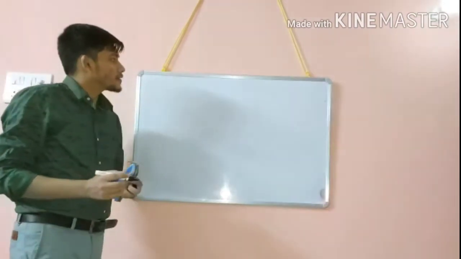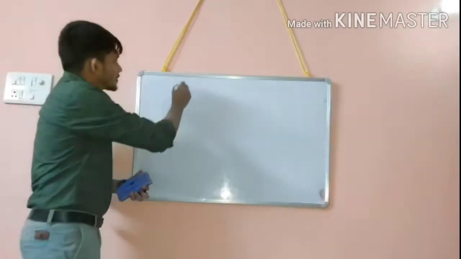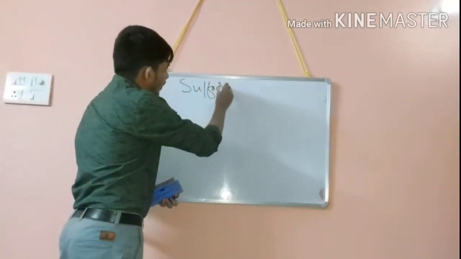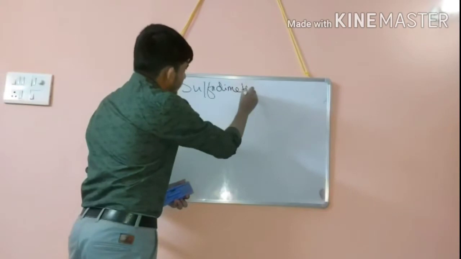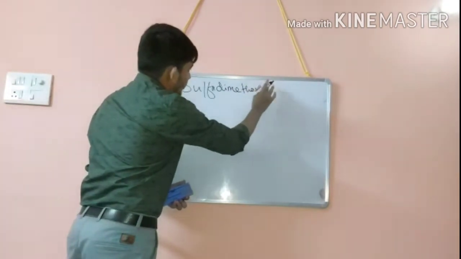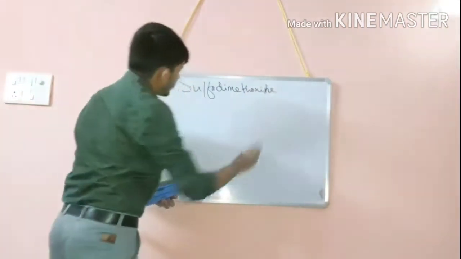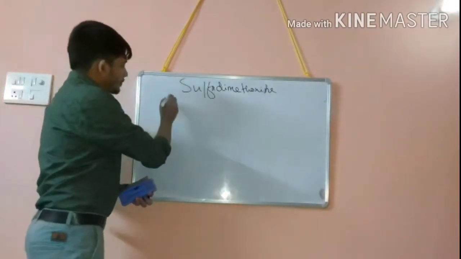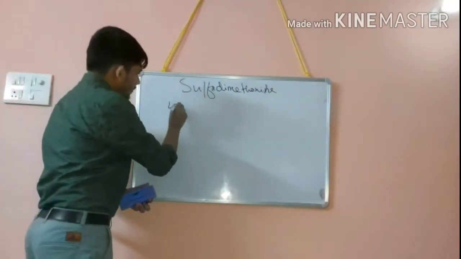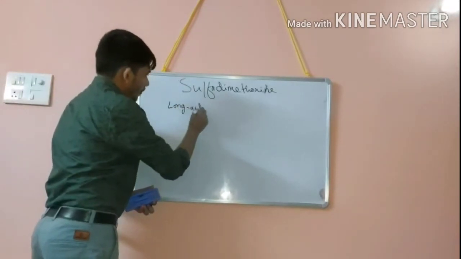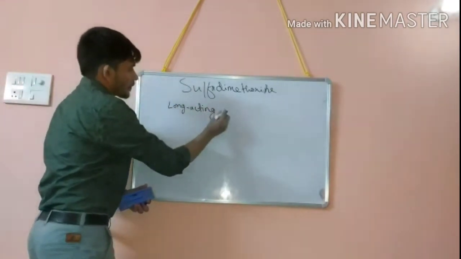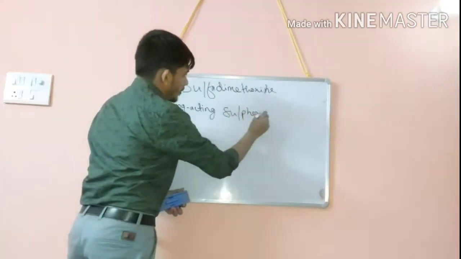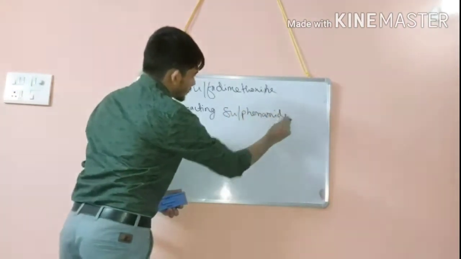Okay, so today we will study sulfadimethoxine. It is another type of long acting sulfonamide. So this compound is a long acting sulfonamide.